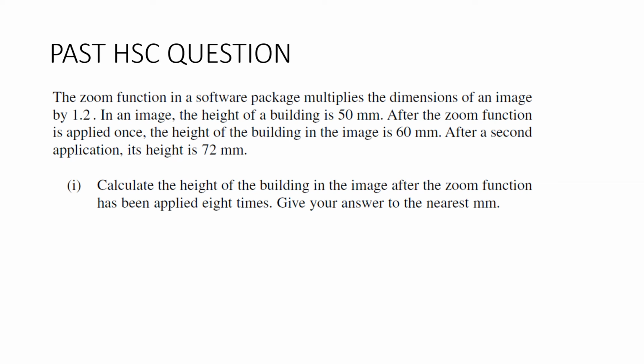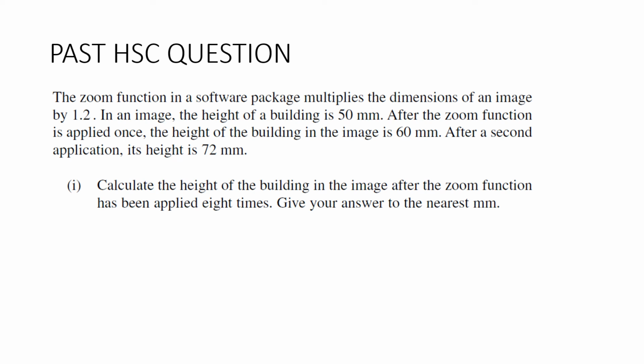Now, typically sequences and series questions in the HSC will be worded problems. So you've got to interpret the language here. Somehow or other, you've got to figure out that this is a geometric sequence. Now, if we have a look at the language, multiplies, it's giving us a clue, by 1.2. And then it actually spells it out for us here. So if we do 50 times 1.2, we get 60, times by 1.2, we get 72.